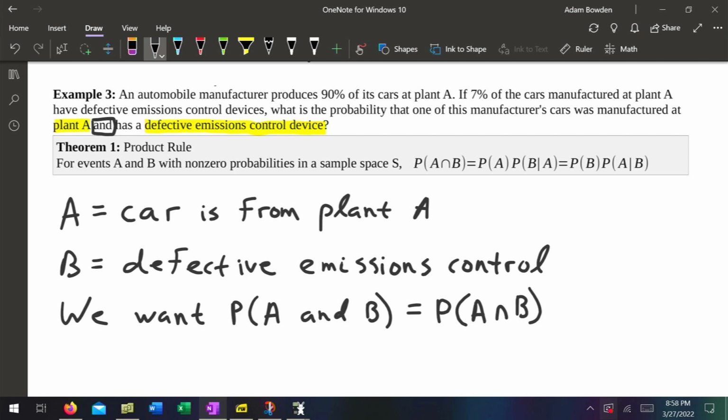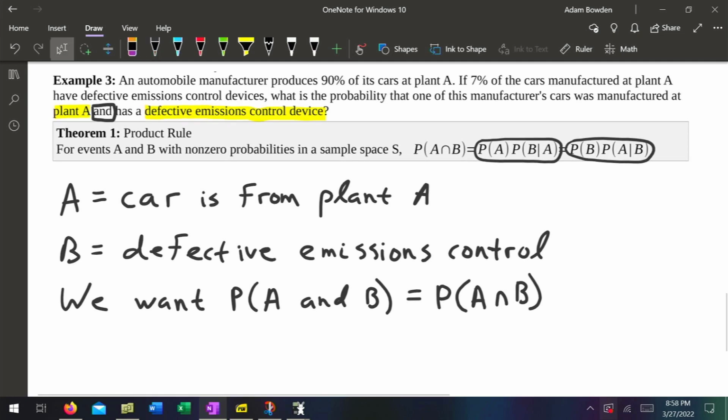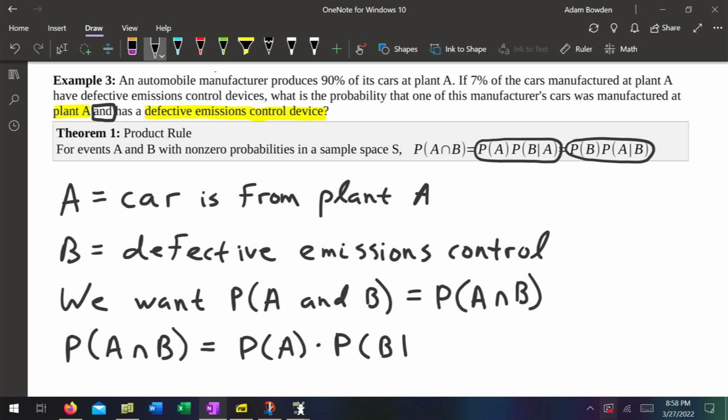This gives rise to the new formula that we have above called the product rule. For events A and B with non-zero probabilities, the probability of A intersect B can be done either as the probability of A times the probability of B given A, or we can do it by the probability of B multiplied times the probability of A given B. So that's what we're going to use here in this case. The probability of A intersect B, I'm going to calculate it by the probability of A times the probability of B given A.